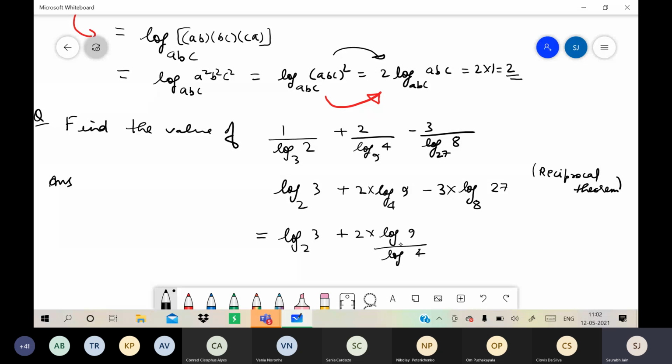Add the first two using the property of addition. First result, this one. What you get? 27 base 2, 27 base 2. Same kind of terms are present with the opposite sign. Here will be the answer. See this. Any doubt, please ask.